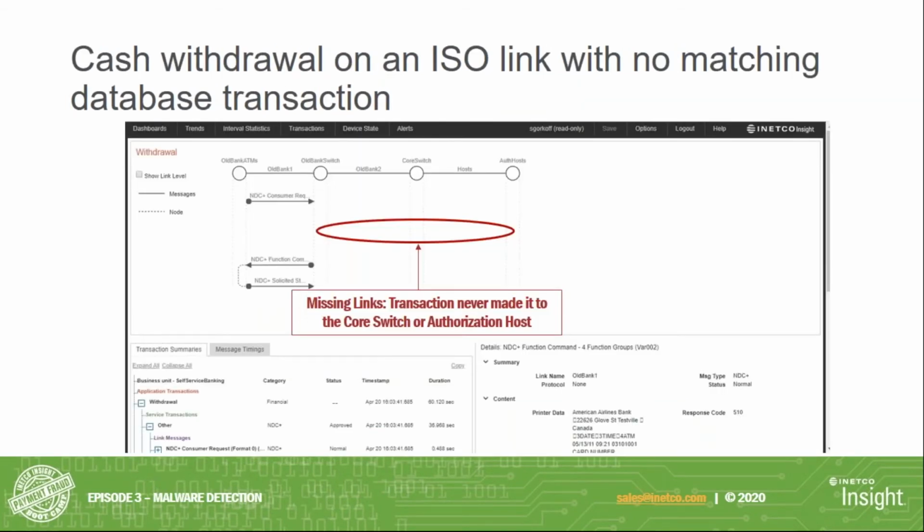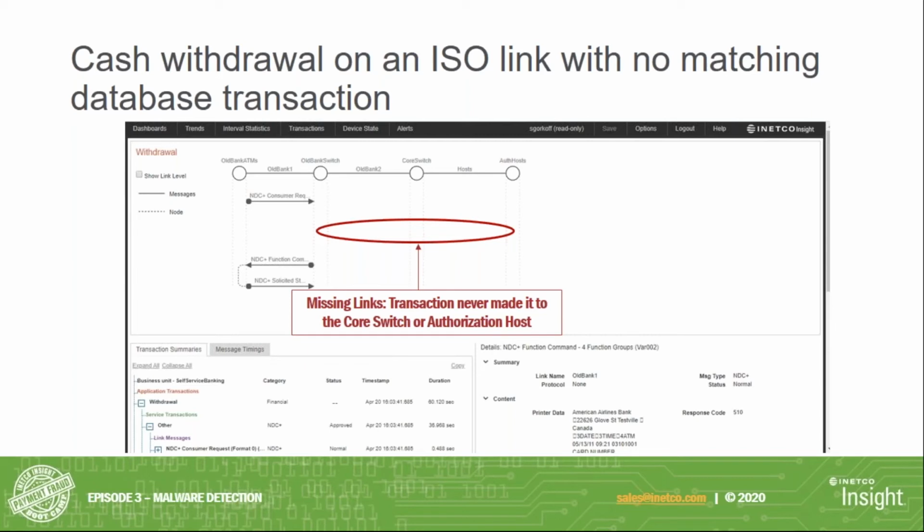When we drill down into the alert details, we can see that malware has infected the switch as a transaction never made it to the core transaction switch. The backend links are completely missing, and the approval statuses are inconsistent, with blank fields at the application level but approved at the service level, indicating that the authorization host did not approve the transaction. Because the backend links are missing, we know that the switch did not even try to contact the authorization host, further highlighting that this was not a normal stand-in.